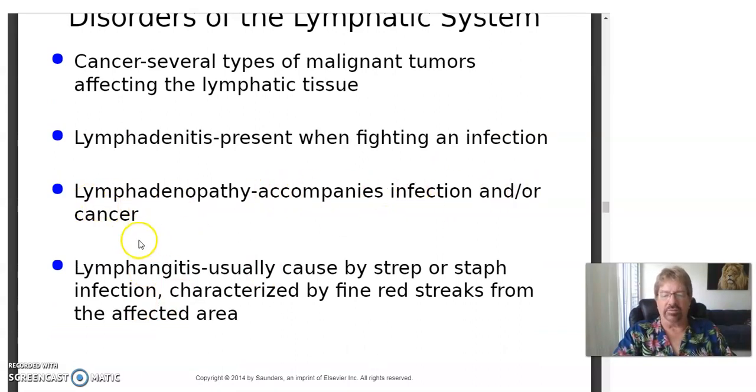Lymphadenopathy accompanies infection and or cancer. Lymphadenitis, usually caused by strep or staph infection. These are types of bacteria, streptococcus and staphylococcus, characterized by fine red streaks from the affected area.